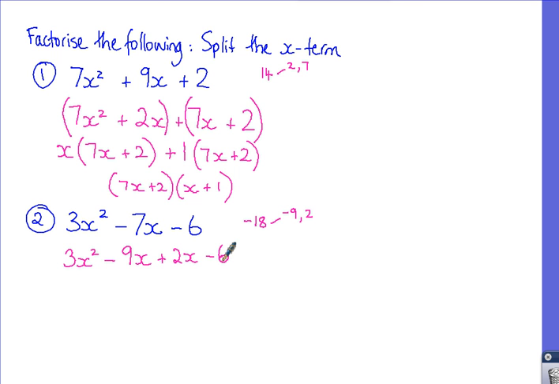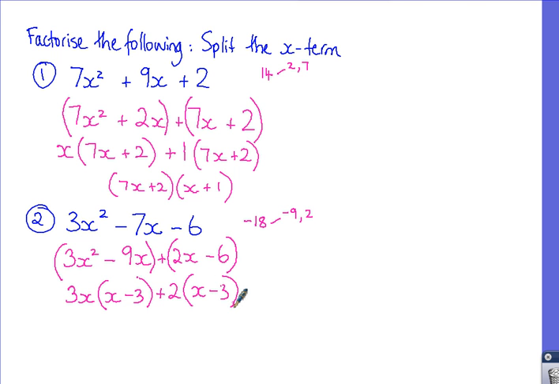Same thing, we put brackets around the first two, brackets around the second two, and now we look for common factors. So in our first set of brackets, our common factor is 3x. And that leaves us with x minus 3. And then in our second bracket, our common factor is 2. And we've got x minus 3.